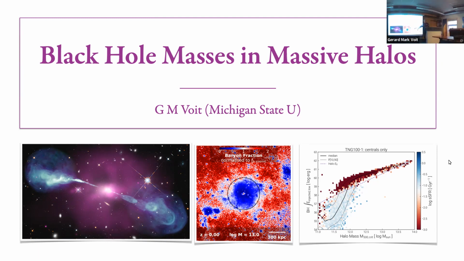You'll see bigger diagrams like this. This is from illustrious TNG, where there's a halo mass here, and this is the total injected kinetic energy. And once we've injected enough kinetic energy with the black hole, star formation gets shut off in the simulation. So these are the elements that will be swirling around.